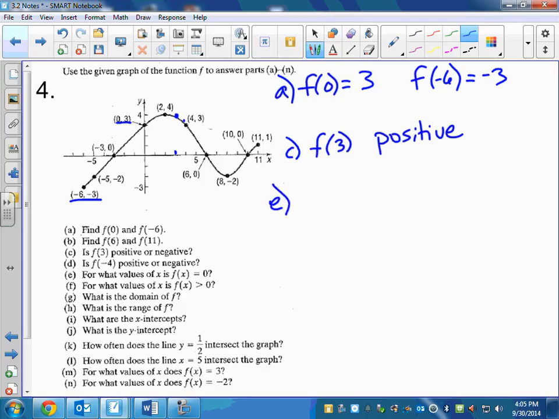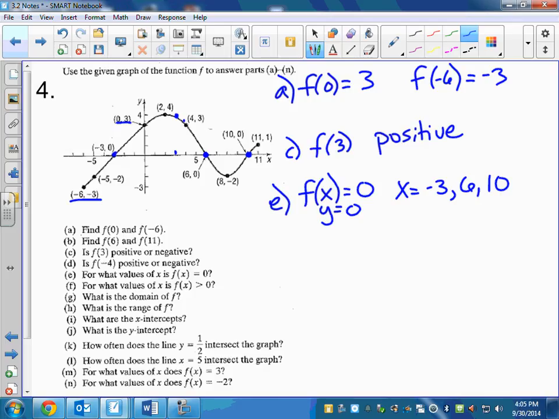What about E? E says, for what values of x does f of x equal 0? So again, you got to think about what this is asking. F of x is the same as y, so this is kind of saying, where does y equal 0? So look on this graph and tell me, where does y equal 0? Well, it looks to me like y equals 0 right here, and right here. So for what values of x? At x equals negative 3, at x equals 6, and at x equals 10 would be the answer for part E.